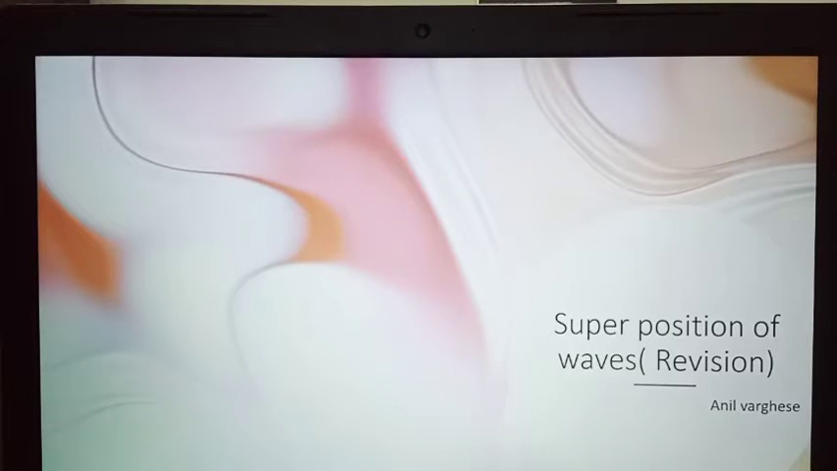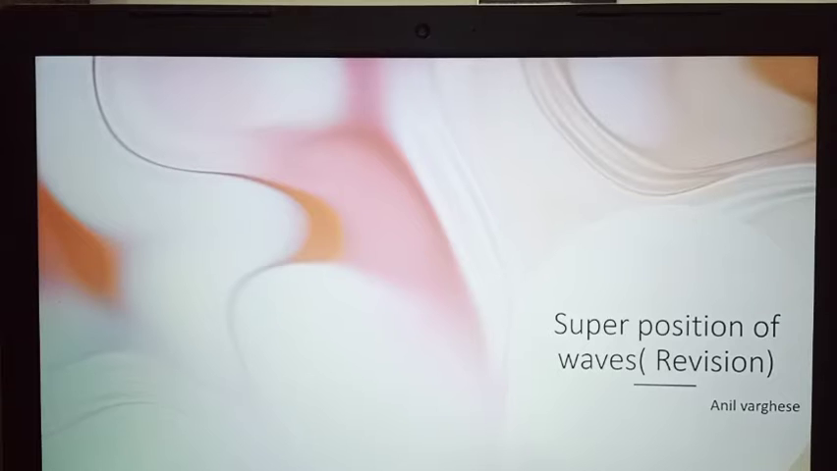So, we have finished up the whole syllabus, and here we have to start with our revision classes. This is the first revision class, in which we are going to revise the concept of superposition of waves. In your textbook it is given in 3 different chapters, but here we are going to revise it as a single concept, that is superposition of waves.